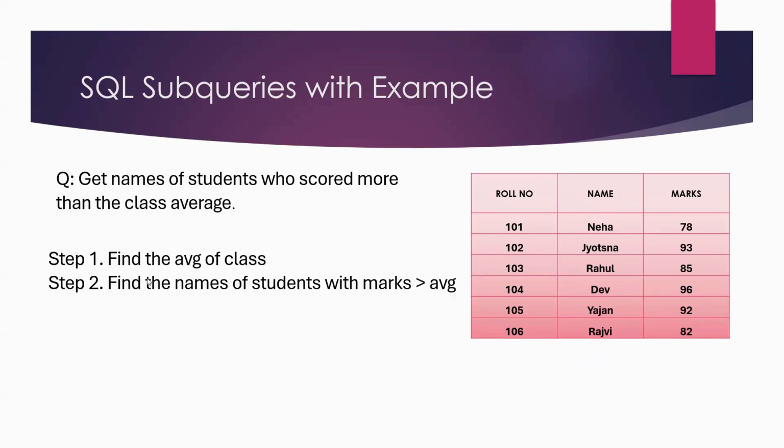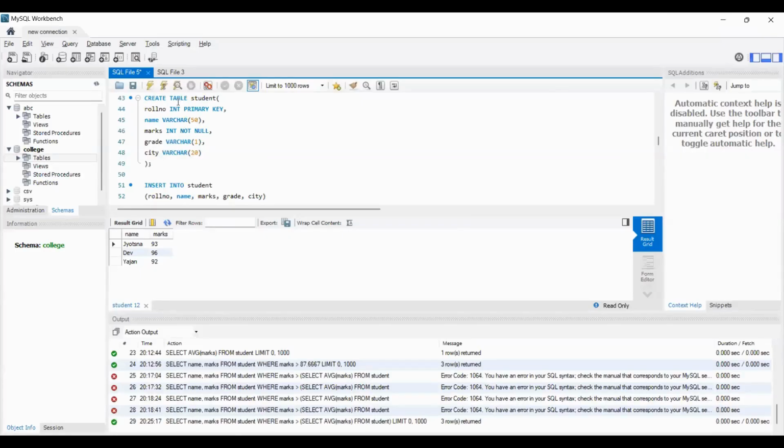So first we need to find the average marks of the class. For that, we are going to implement this in our MySQL. So let me share. First, we need to create a new table named student. For that, you need to write CREATE TABLE student, roll number as primary key. I have already created this table. Then you need to insert values: roll number, name, marks, grade, and city.